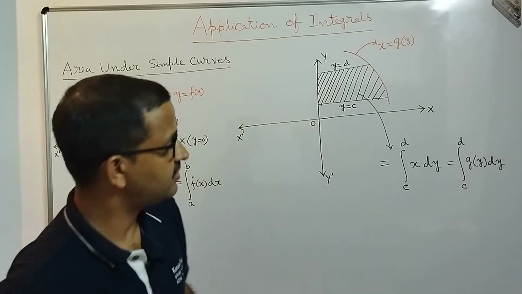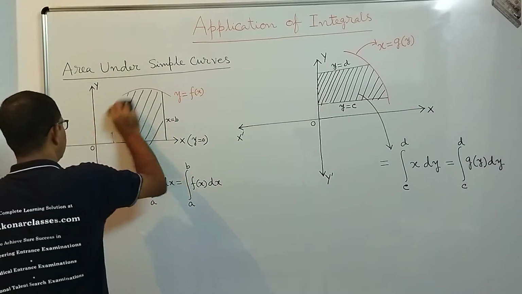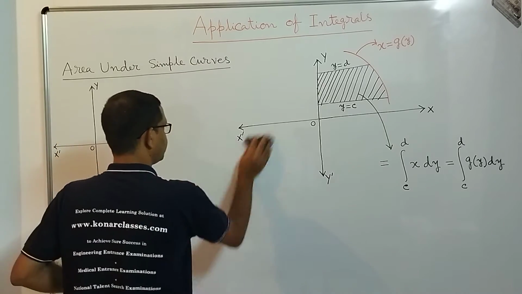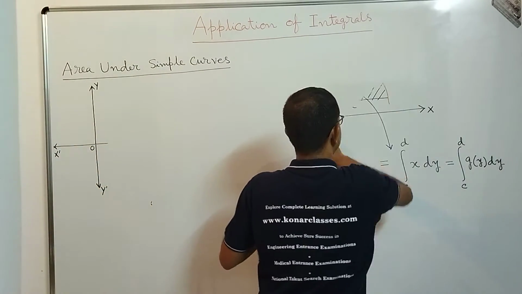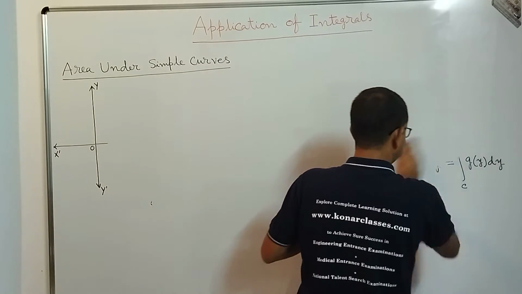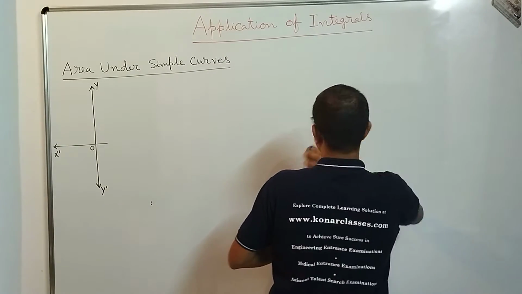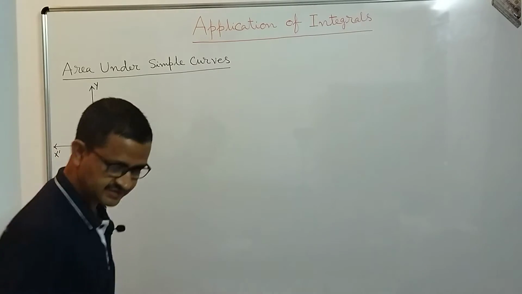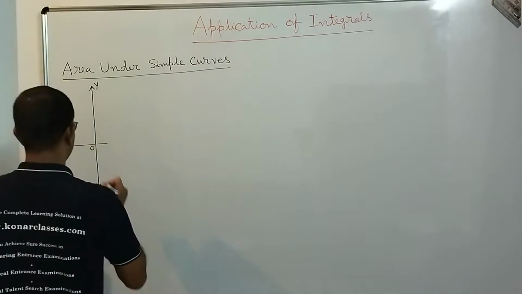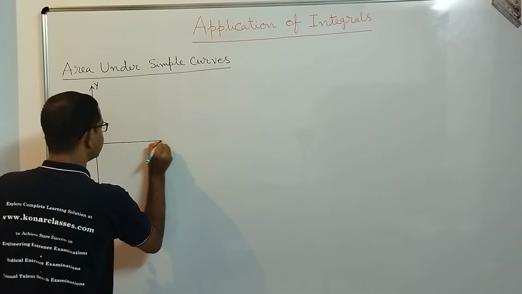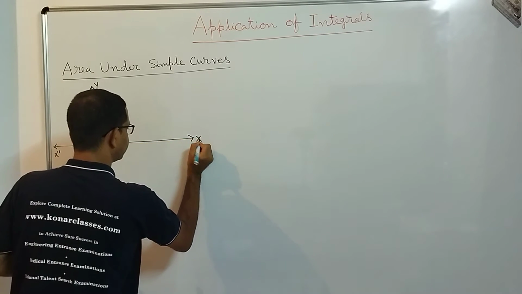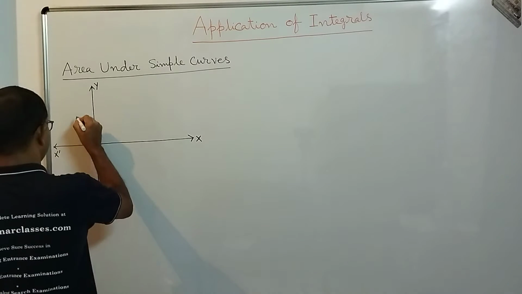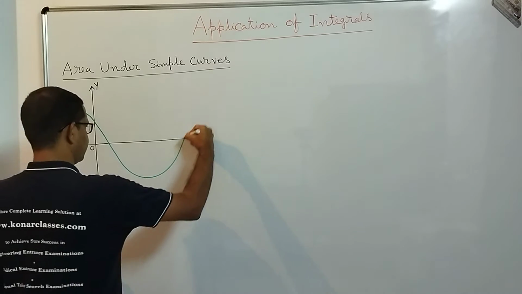Second concept, what I am going to tell you, dear students, think about this situation. This portion is not required, let me remove it. What I wanted to say is, as you see, this is the positive direction of the x-axis. Suppose we have a curve something like this.